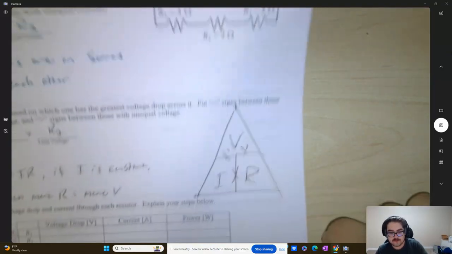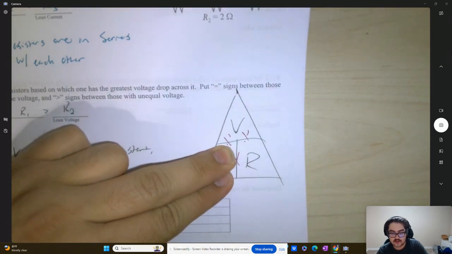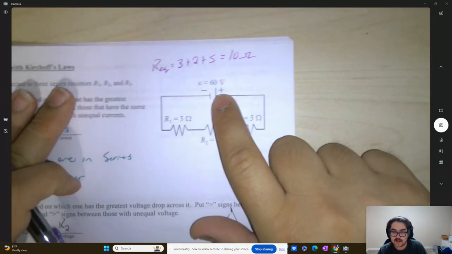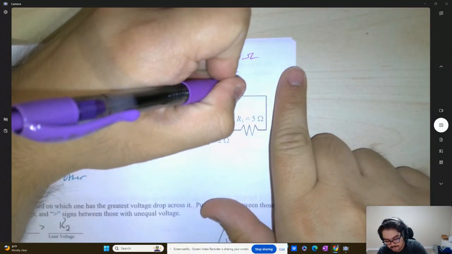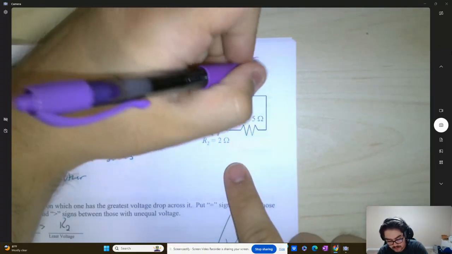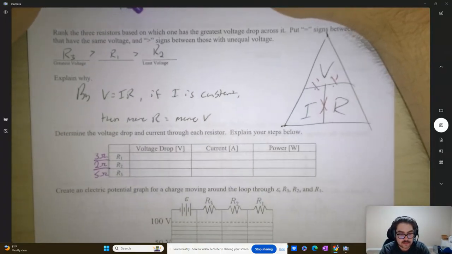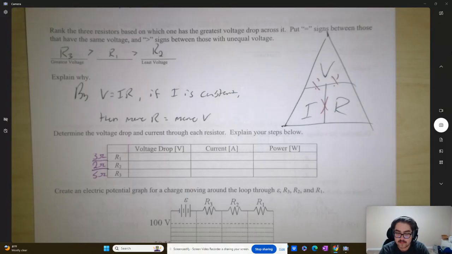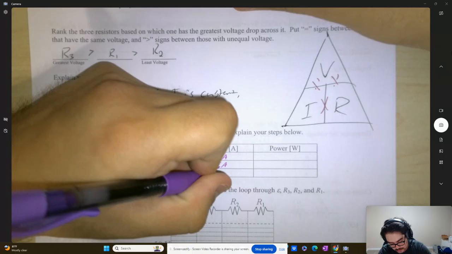I'm calling upon the pyramid of knowledge again. We're looking for V over R. It doesn't take a rocket scientist to figure out 60 divided by 10 is going to give you 6 amps. So our current is 6 amps through the battery, and the battery is in series with every resistor. Therefore, the current through each resistor is going to be 6 amps as well: 6 amps, 6 amps, 6 amps.